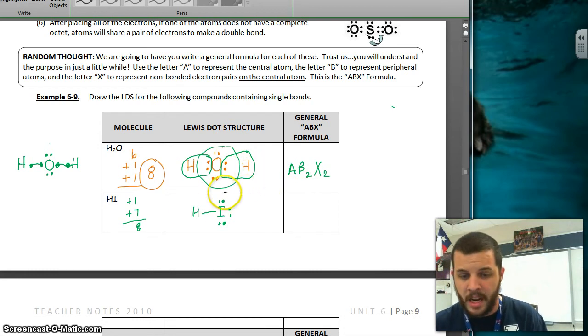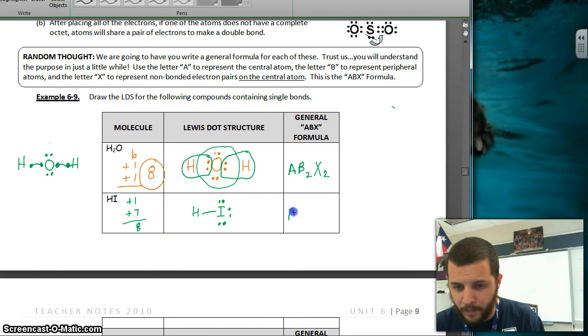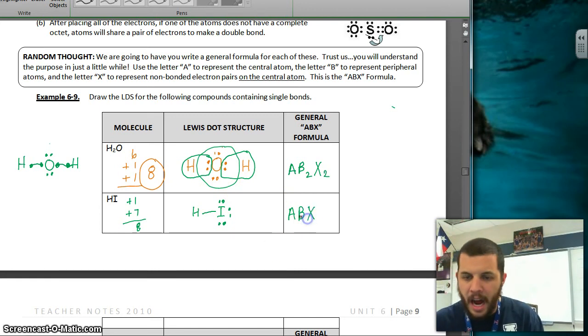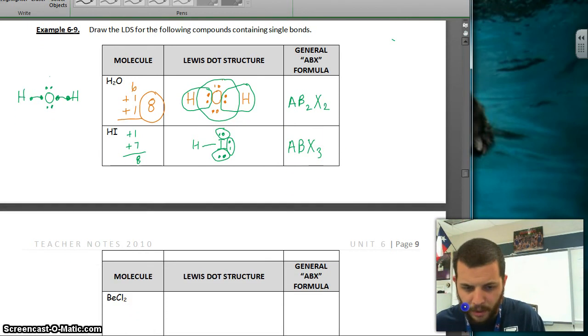Don't worry, we're going to practice a lot more in class, in the video, all kinds of good fun stuff, okay? Now, this one down here, what's my central atom? Iodine is my central atom. I have 1 of them. Hydrogen is my one and only peripheral atom. I have 1 of them. And now my X, how many unshared pairs do I have on the central atom? Well, iodine's my central atom, and I have 1, 2, 3 unshared pairs. So this would be an ABX3 structure.